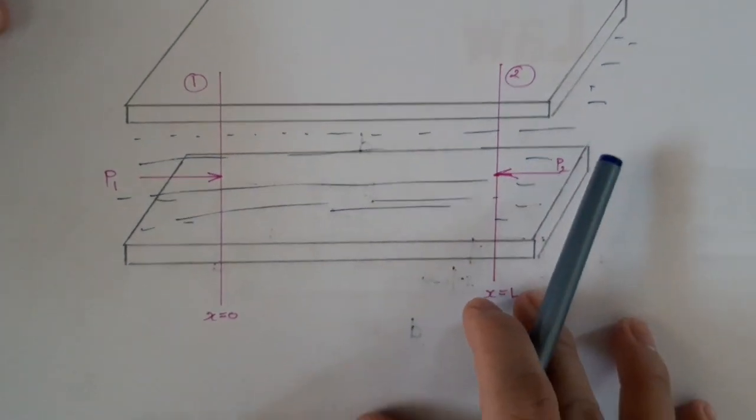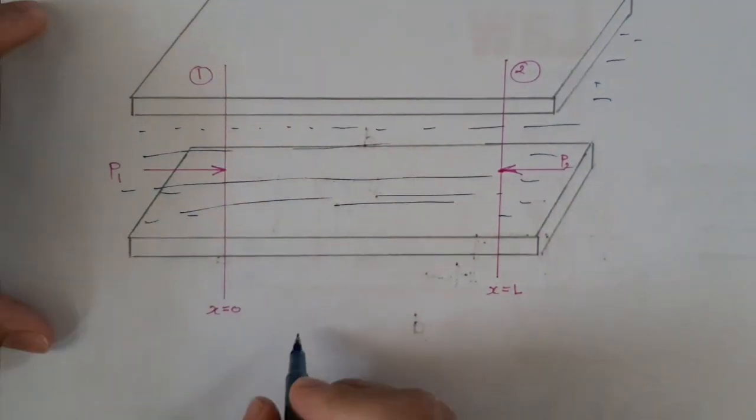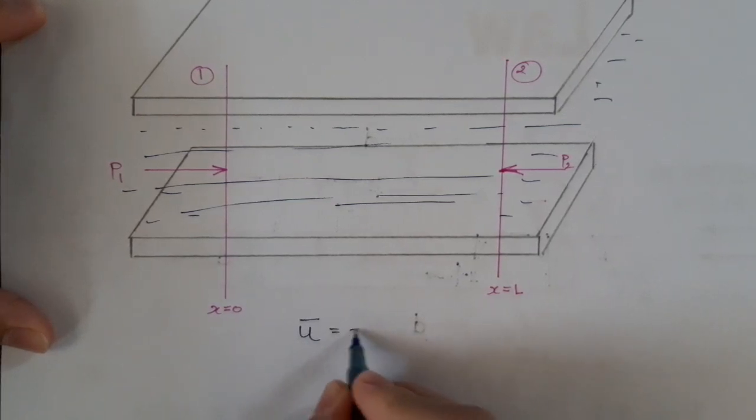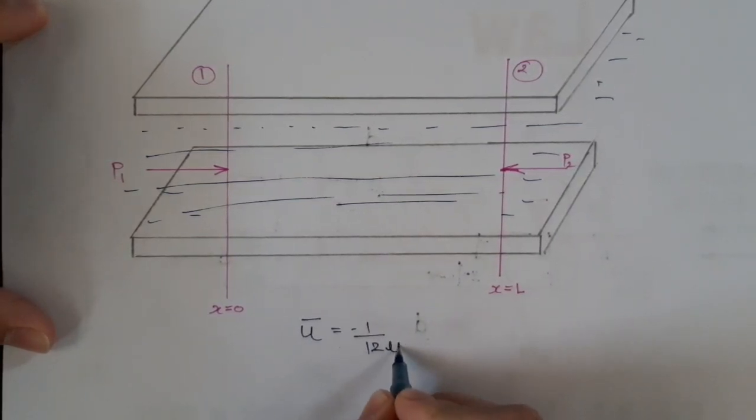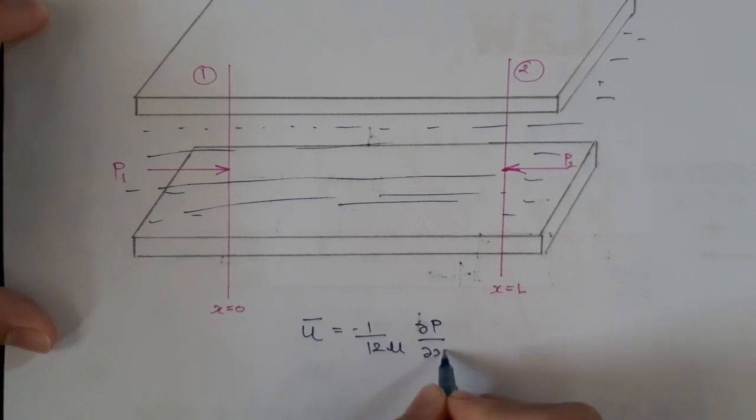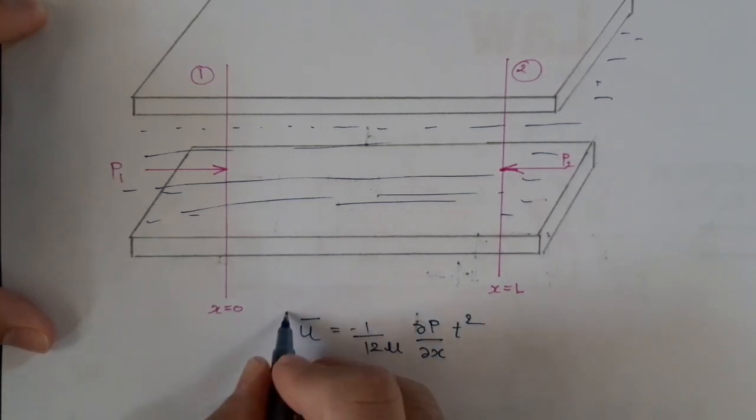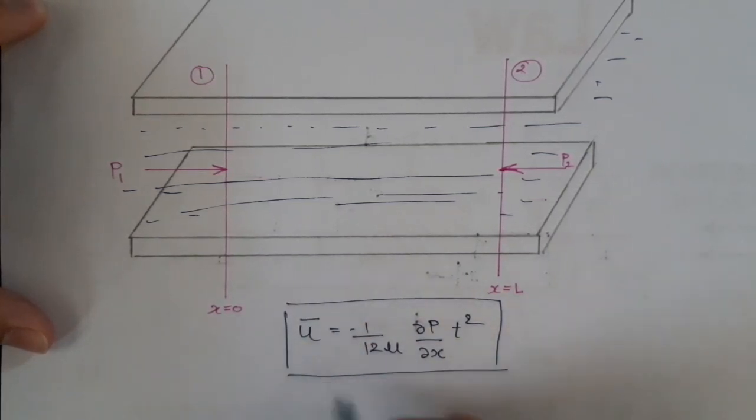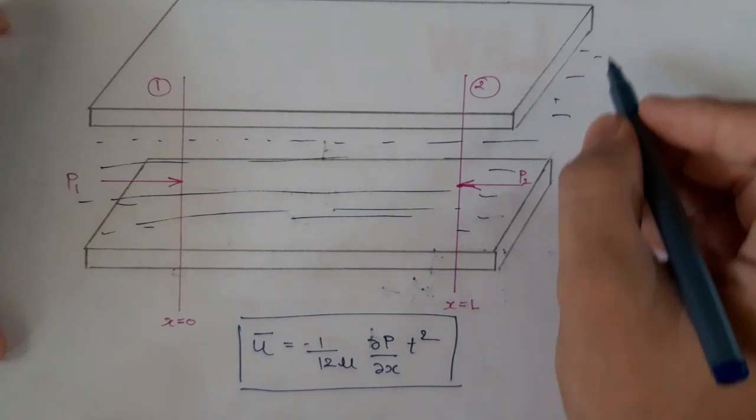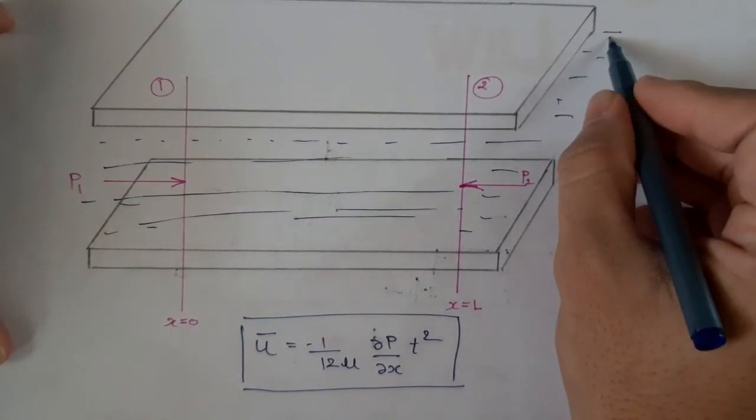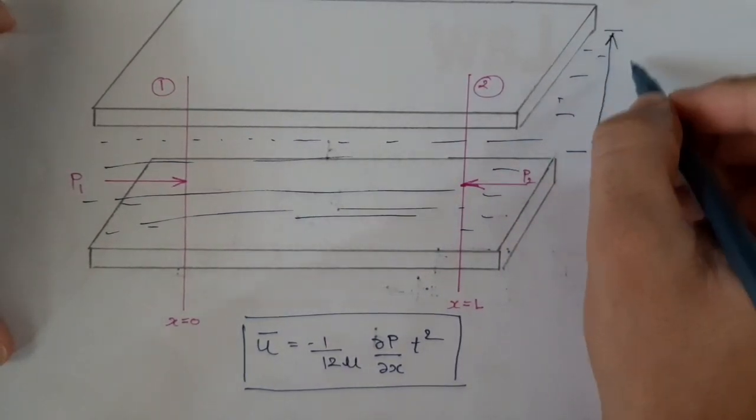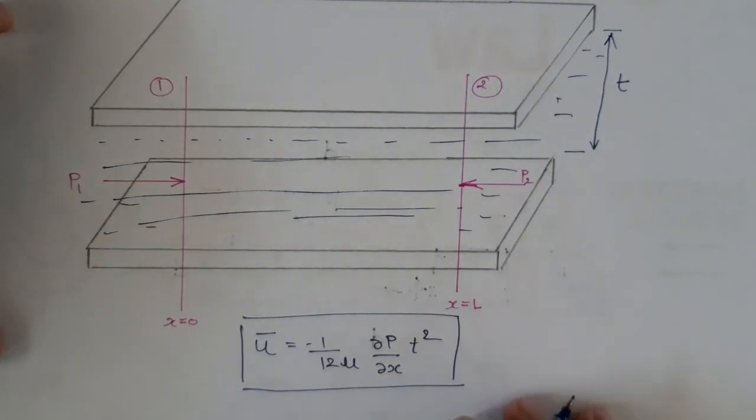In the previous video we derived an equation for average velocity: u bar equals minus 1 upon 12 mu into del p by del x into t square. Here mu is the dynamic viscosity, del p by del x is the pressure gradient, and t is the distance between these two plates.